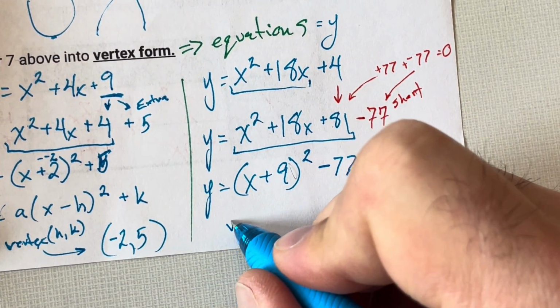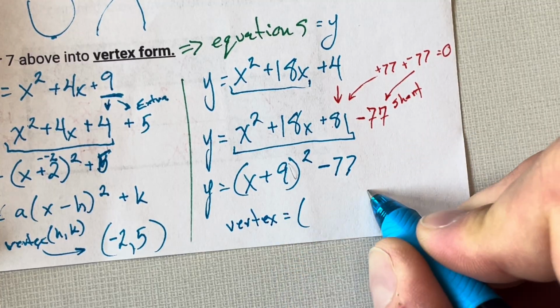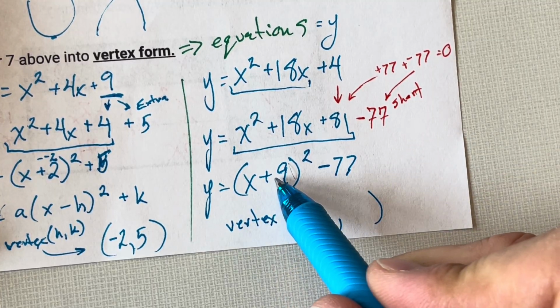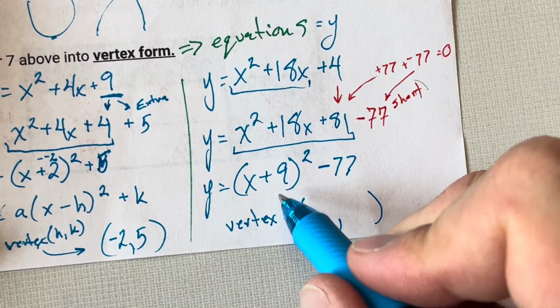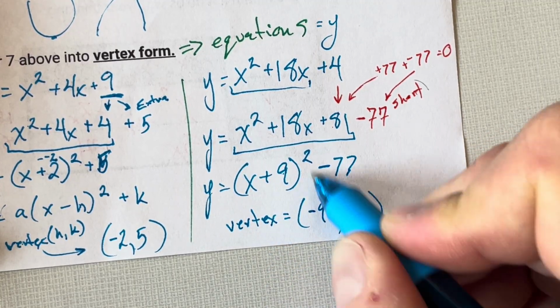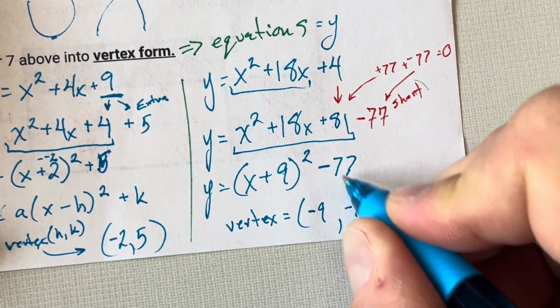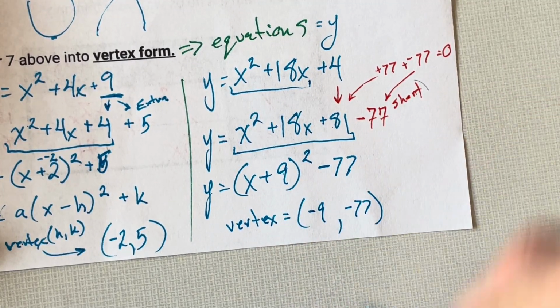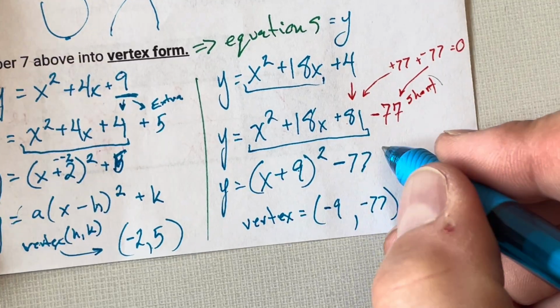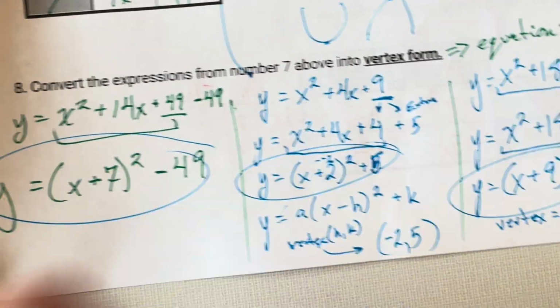If I said, what is the vertex? You would say, well, the vertex would be equal to the coordinate, the h and the k value. So basically it's the opposite of what you see here, a negative 9, and it is the number that you do see here, not the opposite. So a negative 77, you keep it just as it is. Opposite of this, keep that. So yeah, these are our answers in vertex form, and vertex form, and vertex form.